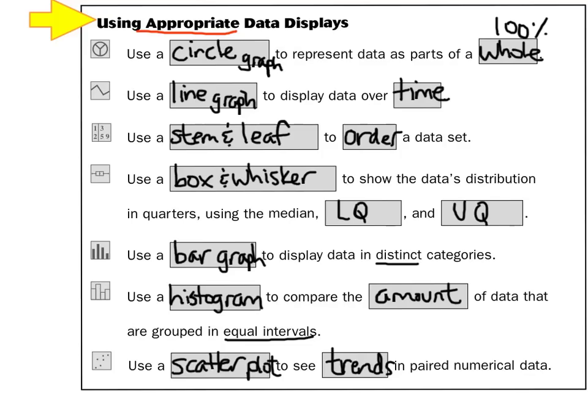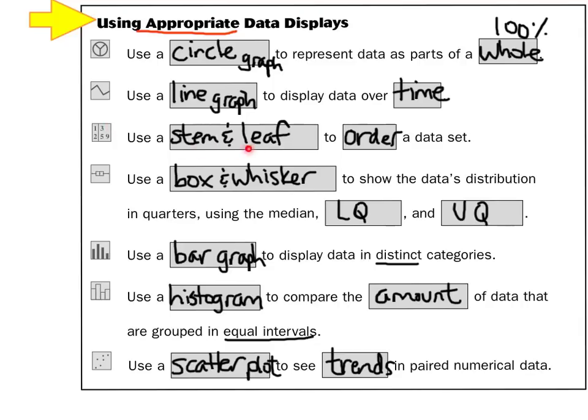Okay, so this is an excellent summary. So please, using appropriate data displays, this is worth everything. We only use a circle graph to represent data when we know we have 100% of that data. That's when it's appropriate to use a circle graph. A line graph, the one where we connected the dots, is great to show us change over time, if we want to see how something's changing over time.